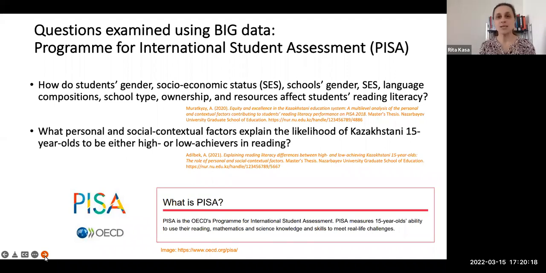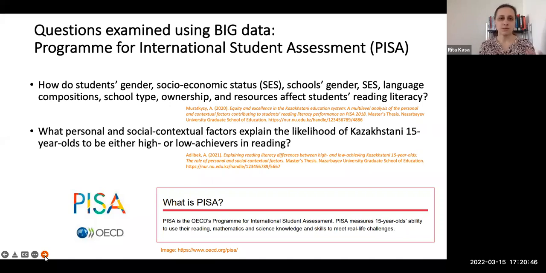So what is PISA? It's a large international study where many countries in the world participate, and this study measures 15-year-olds' ability to use their reading, mathematics, and science knowledge and skills to meet real-life challenges. So Kazakhstan participates in this international study, and it's a very rich data for analysis.